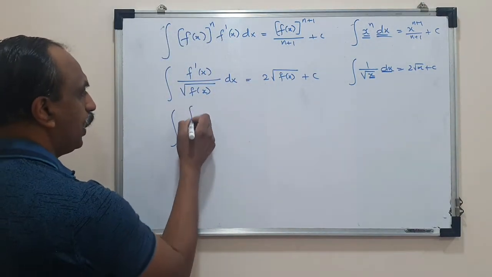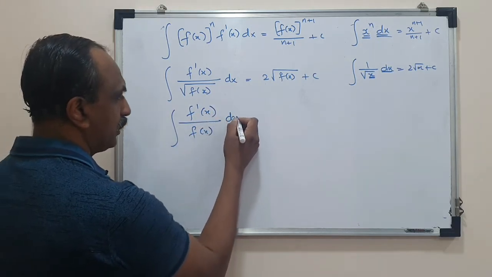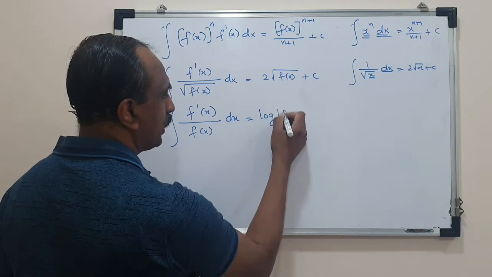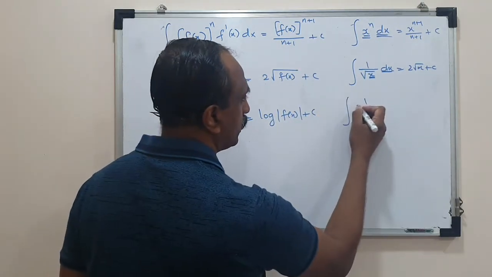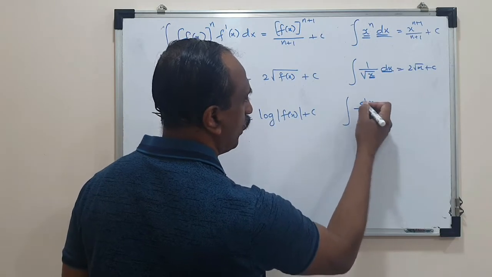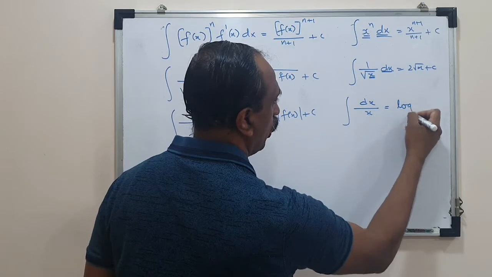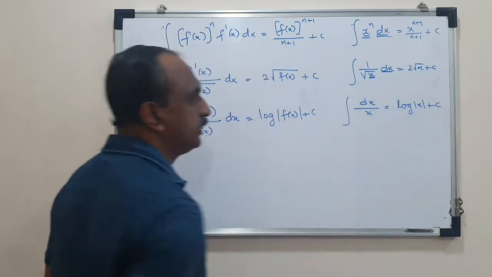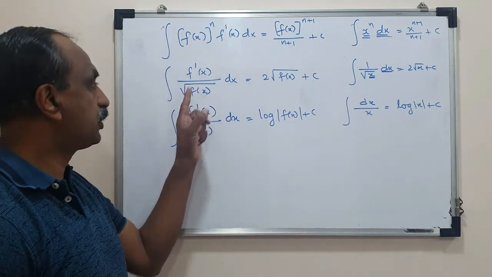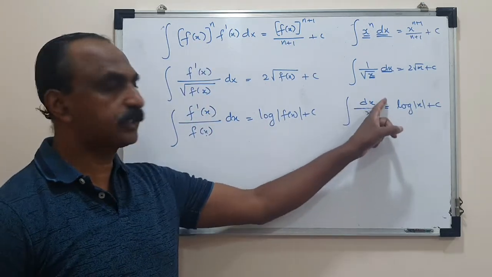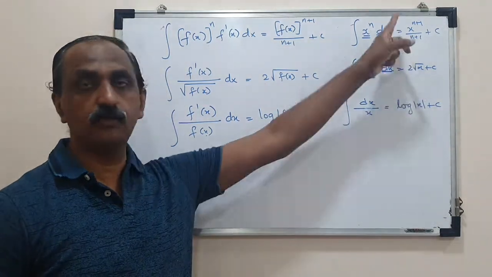Same way, you had f dash x upon f of x dx. That is log of modulus f of x plus c. From where do you get this? You know that dx upon x or 1 upon x dx, x derivative is dx, then log of modulus x plus c. This we had learned. So x can be replaced by any function you feel like. Only thing, its derivative will be present in place of dx. Then only you can directly apply this formula.